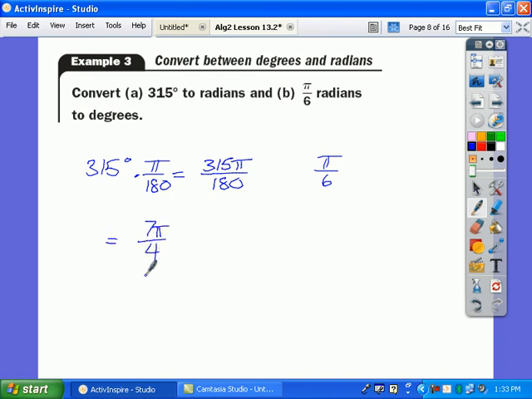Okay, this helps us to see that this is a measurement in radians. We don't want to see this as a decimal. That will really hinder our progress.